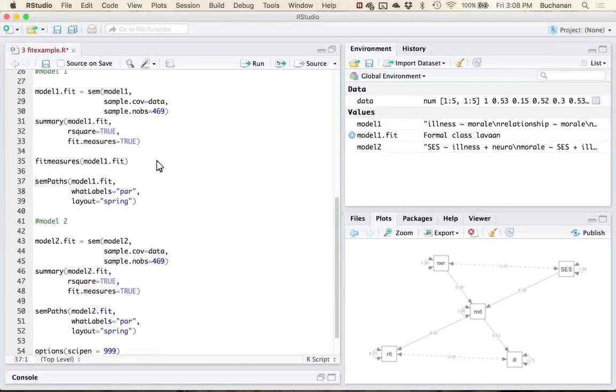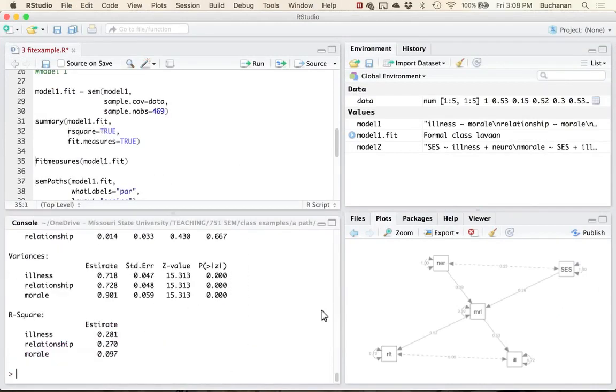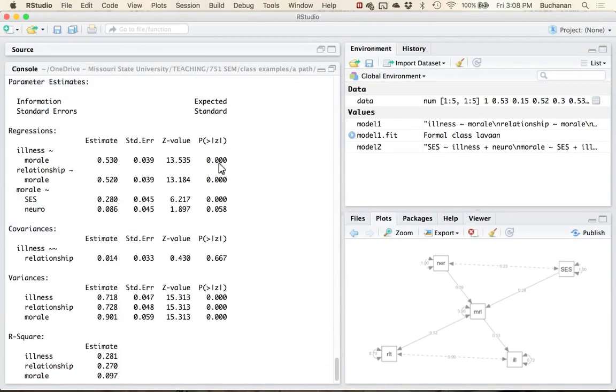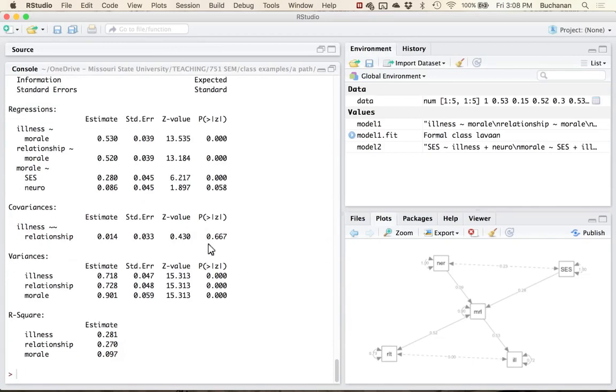If I go back and look at the parameter estimates, so I'm going to run my summary one more time. They're all significant. Neuro predicting morale is technically non-significant. It's close. The covariance between illness and relationship that I didn't really want anyway is non-significant, so that's good to know. I could probably exclude that and gain a degree of freedom back. Right. But if I look at my R-squareds, I am predicting illness and relationship pretty well, but maybe not morale so much. So I don't know if this is necessarily the best type of model, given that some of these things aren't working.